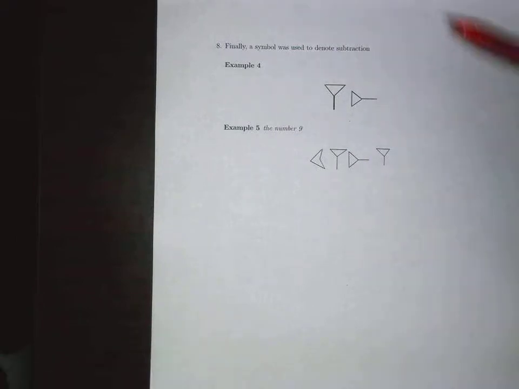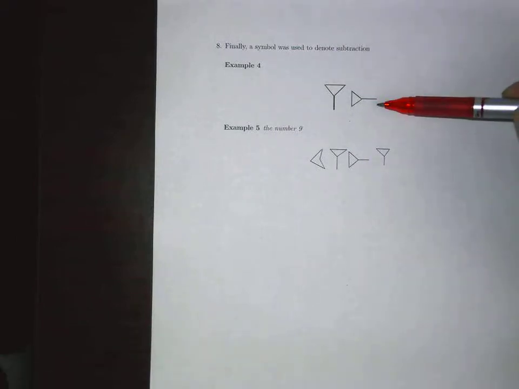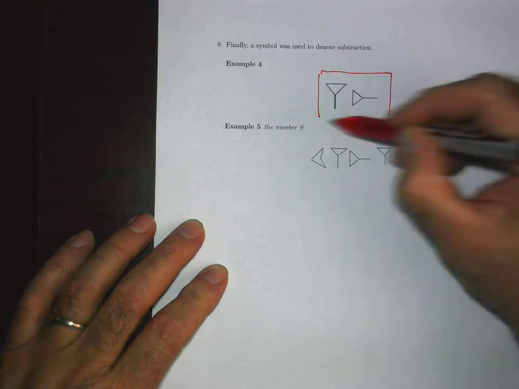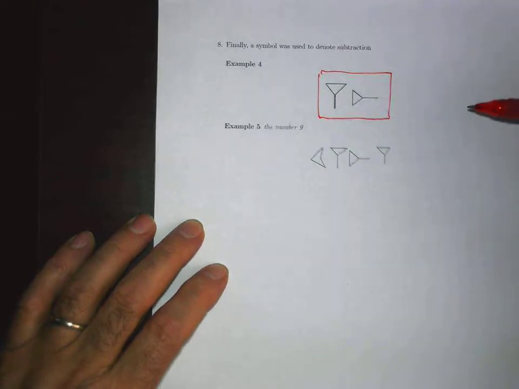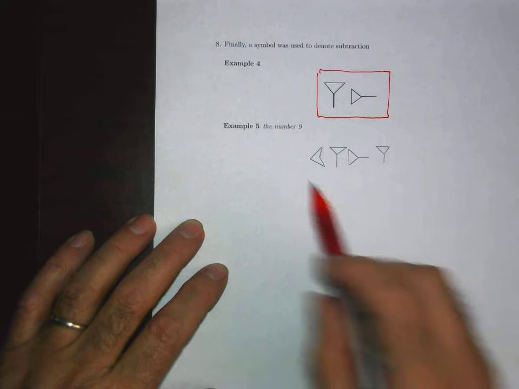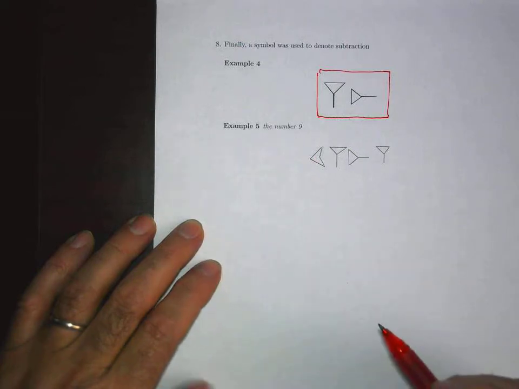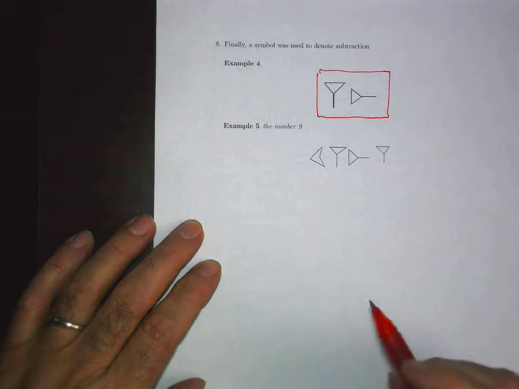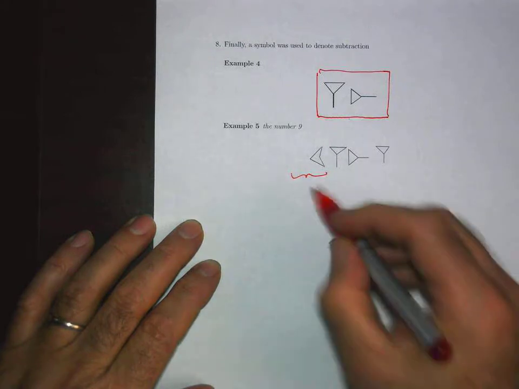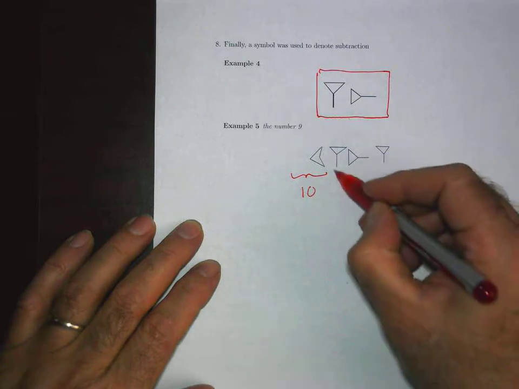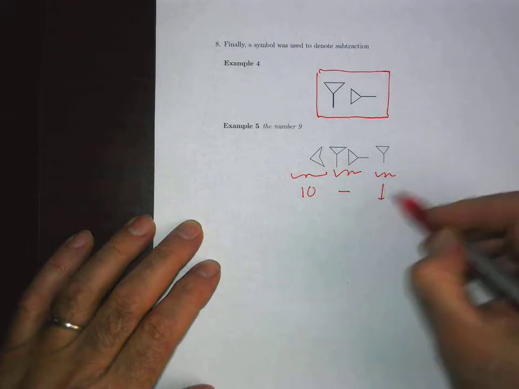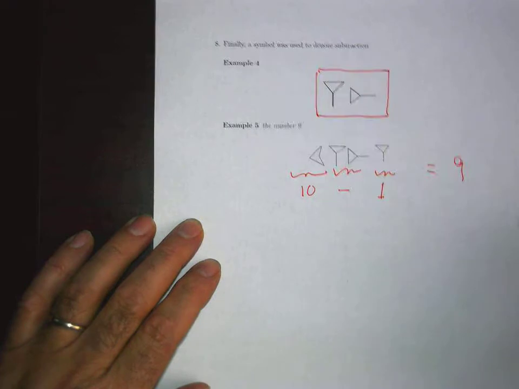One more thing. There was a symbol used to denote subtraction, and this entire symbol represents subtraction. This is essentially the Babylonians' minus sign. The number 9 could be written, well, we'll talk about that later. Let's observe what this is. This is 10. This much is our minus sign, it's the divider, and that's a 1. So that equals 9.